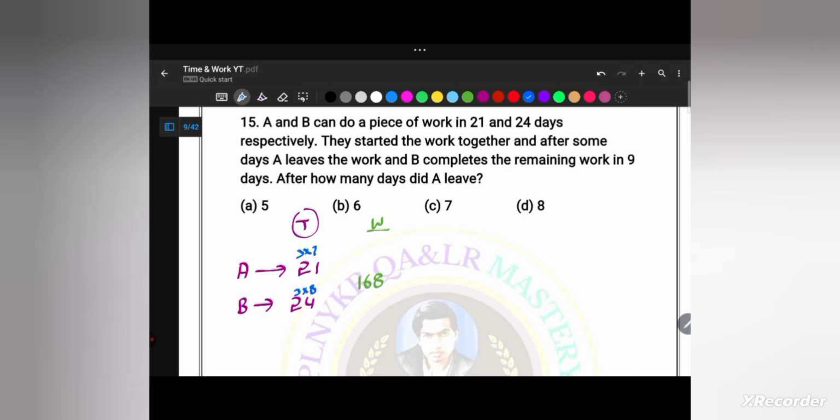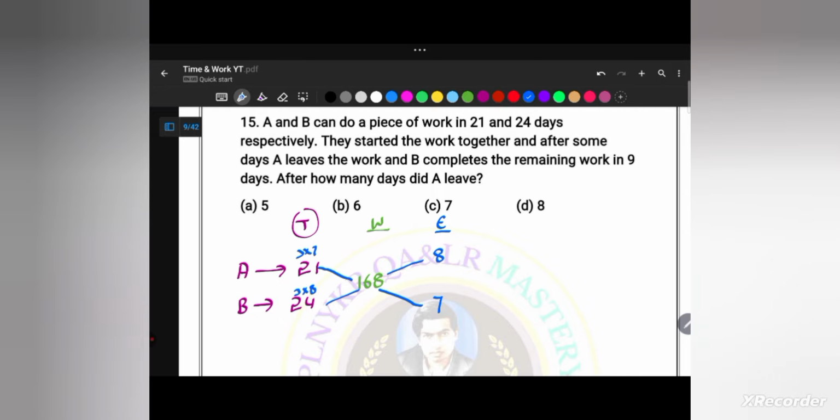Now coming to the efficiency. Efficiency of A will be 168 by 21, which means we will be getting 8 units per day. Whereas coming to B, 168 by 24 means we will be getting 7 units per day.